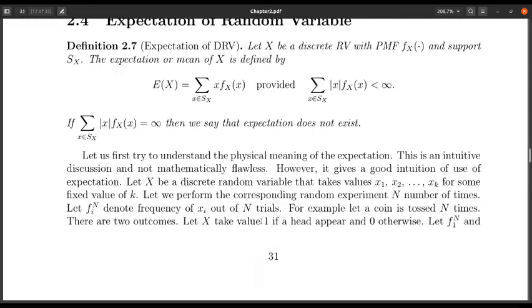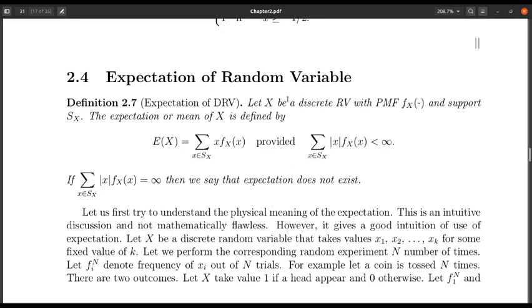The definition of the expectation is given as follows. Let x be a discrete random variable with probability mass function fx and support Sx. The expectation or the mean of x is defined by expectation of x equals the summation over x belonging to the support of x of x times fx(x), provided this summation is finite.